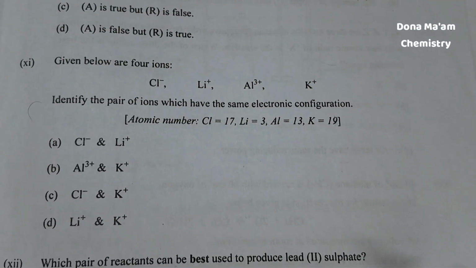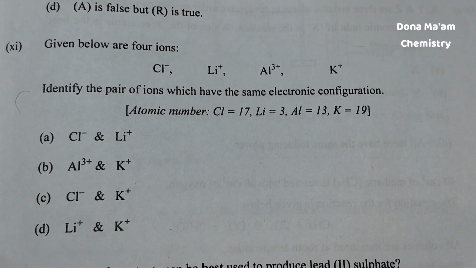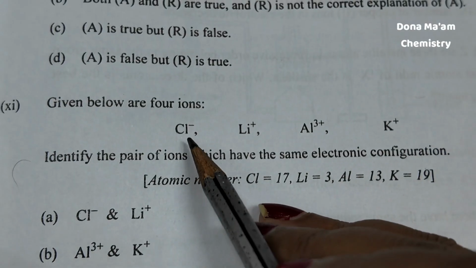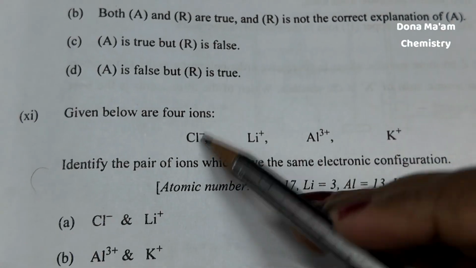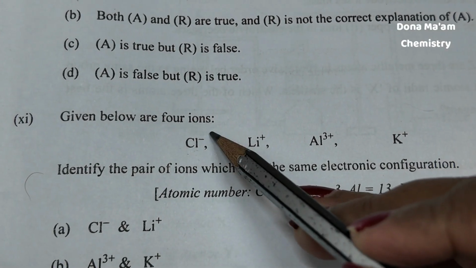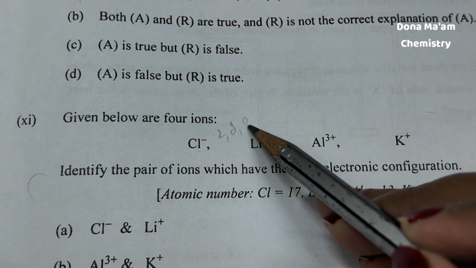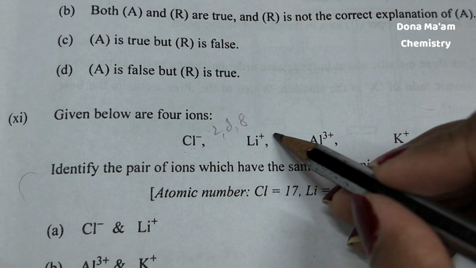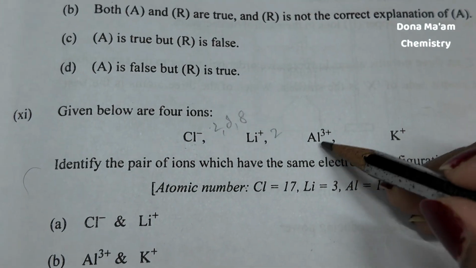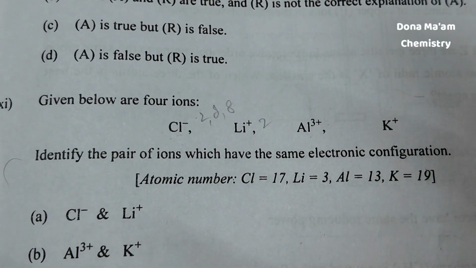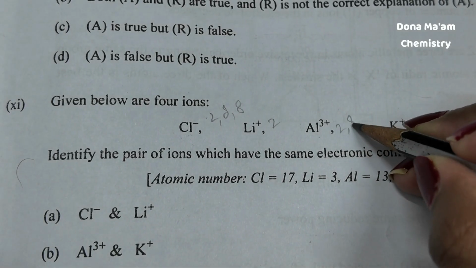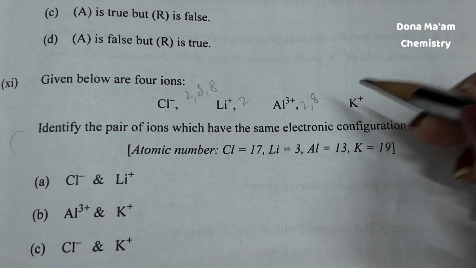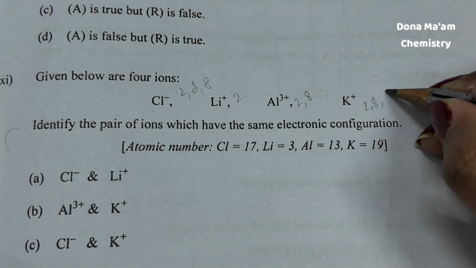Next, given below are 4 ions. Identify the pair of ions which have the same EC. Okay, so for chlorine, we know chlorine EC is 2, 8, 7, but here it is chloride ion, Cl minus. So the EC goes 2, 8, 8. For lithium EC is 2, 1 and this is lithium ion. So the EC goes just 2. For aluminium ion, the 3 electrons in the last shell are absent, so the EC goes to 2, 8. And for potassium, it is 2, 8, 8, 1, but here it is potassium ion, so the EC goes 2, 8, 8.